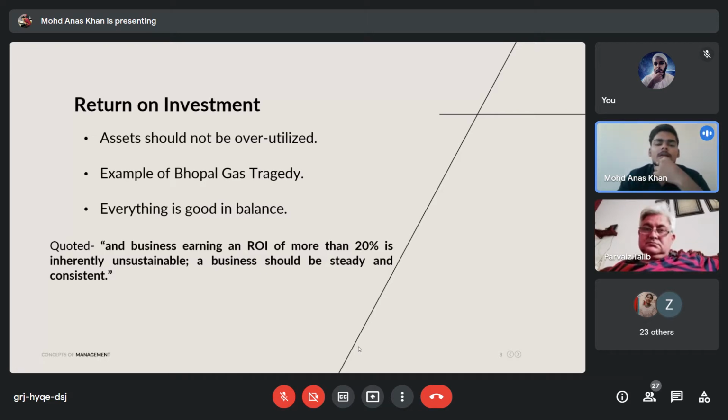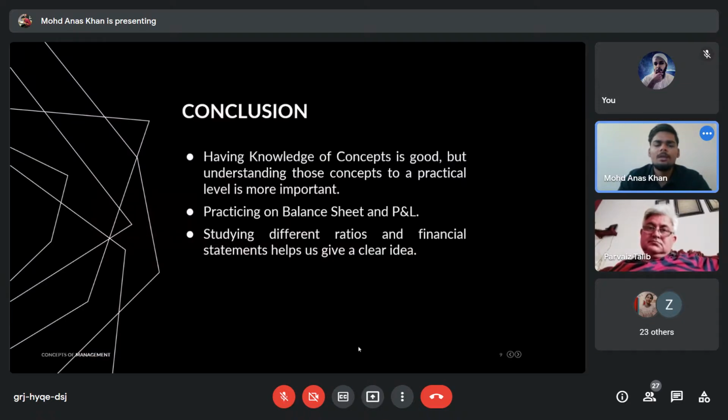Then sir requoted his teacher. It goes on like, a business earning an ROI of more than 20% is inherently unsustainable. A business should be steady and consistent. So there should be a good balance. He concluded that having the knowledge of concepts is good, but we need to have an understanding of those concepts at a practical level. It will be good practice to refer to balance sheets and P&L statements of various organizations.